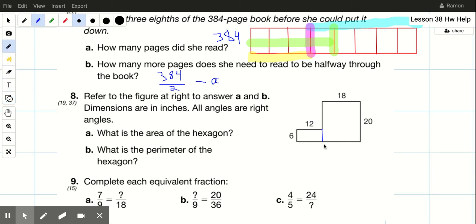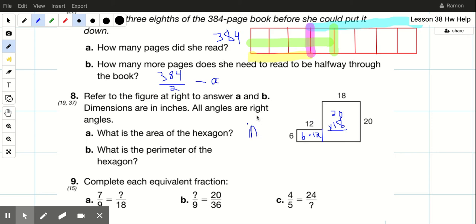For this instance, we have a 6 by 12 rectangle here. So that's your area there. And then for this larger one, we have 18 by 20. That makes it pretty easy to solve. Once you have your products, you just add them, find the sum to find the area. And since dimensions are in inches, we're going to go with inches squared.